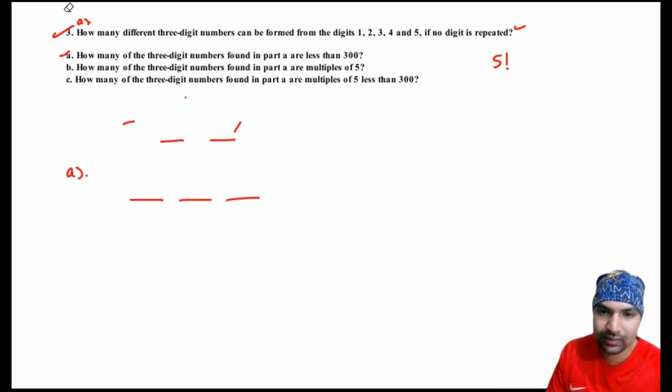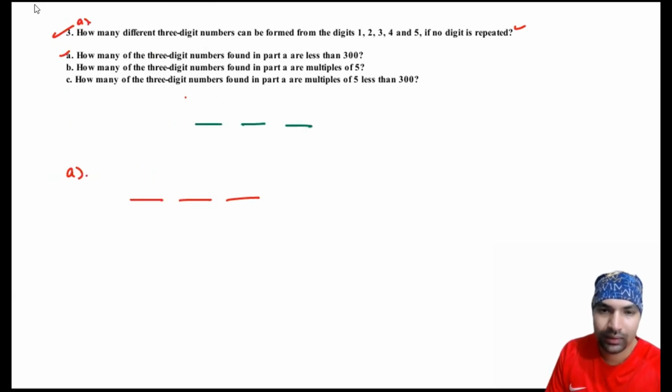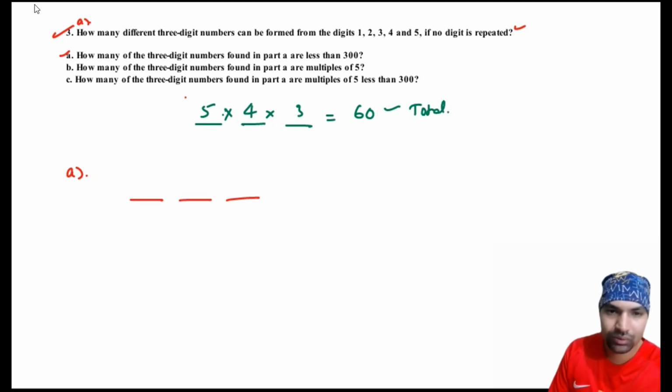So they had asked here less than 300, a 3-digit number I need to find, isn't it? So how will a 3-digit number look? 3 dashes you'll put. Now this can be filled in 5 ways, this can be filled in 4 ways, and this can be filled in 3 ways because the repetition is not allowed. So I'll just multiply, which is 5 times 4 is 20, times 3, which is 60. So total numbers is 60. Okay, this is the total.